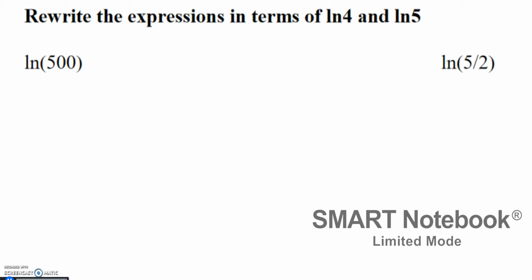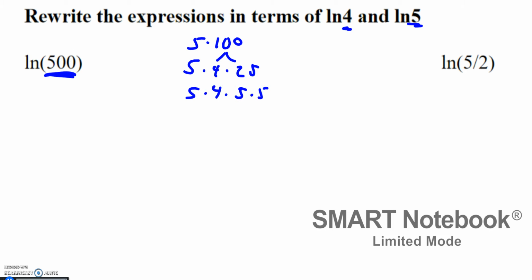The next one: rewrite the expressions in terms of ln of 4 and ln of 5. So what we'd like to do is think of 500 and think of ways that 500 could be written in terms of 4s and 5s. And so when I thought about it, I said, what if I broke down 500? 5 times 100 is really the same as 5 times 4 times 25, which is really the same as 5 times 4 times 5 times 5. So one way we could rewrite 500 is 5 to the third, because we have 3 5s, times 4. So I could write this as ln of 5 to the third times 4.